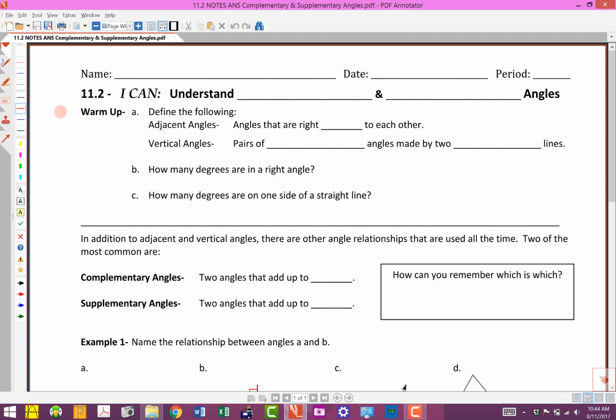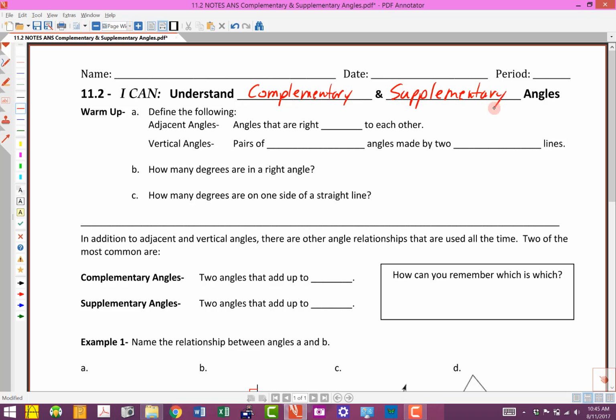All right, on to the next section. This is 11.2, more on geometry. So this is I can understand complementary and supplementary angles. So complementary, C-O-M-P-L-E, okay, and supplementary is S-U-P-P-L-E, and then mentary.